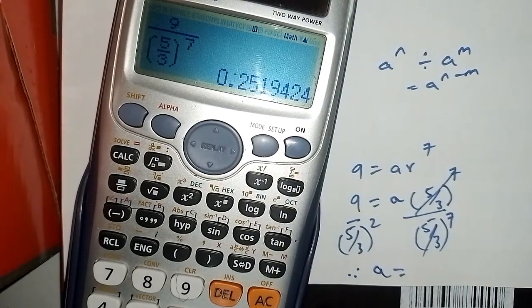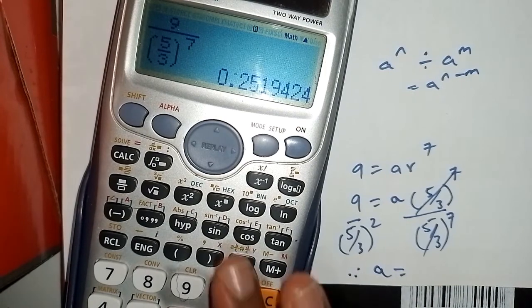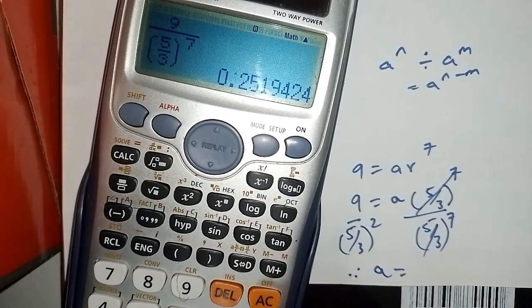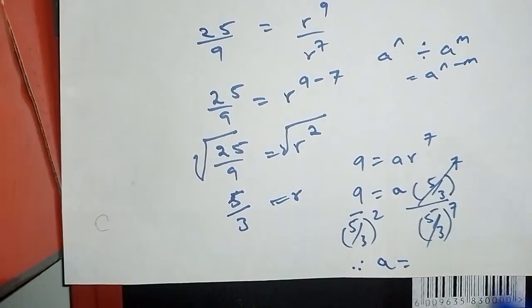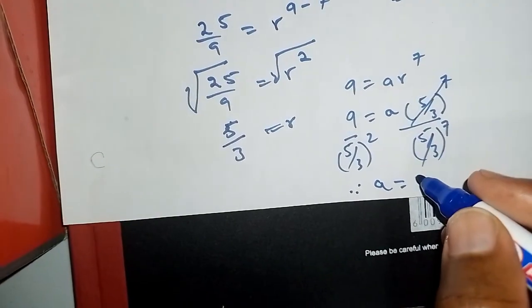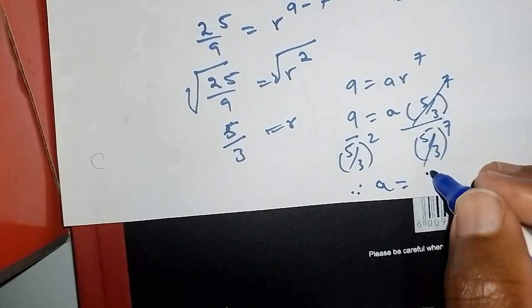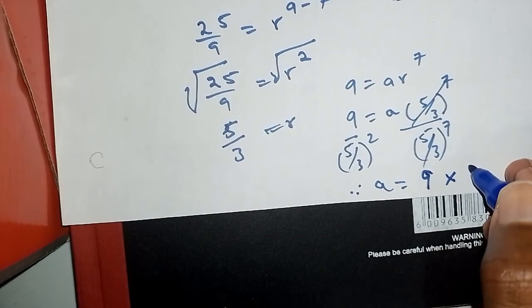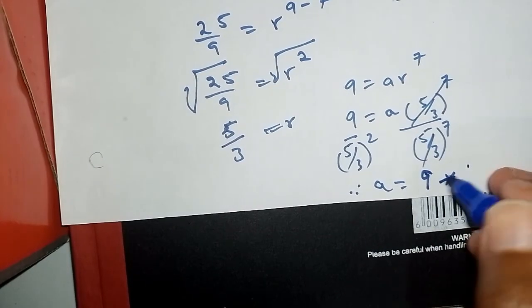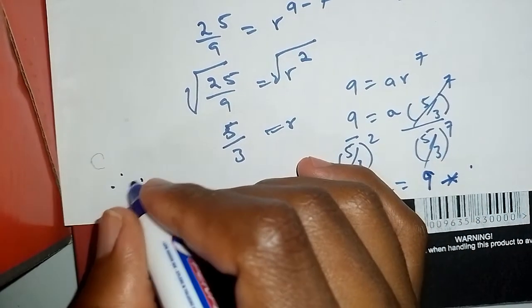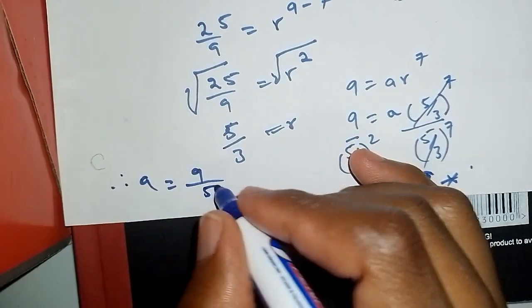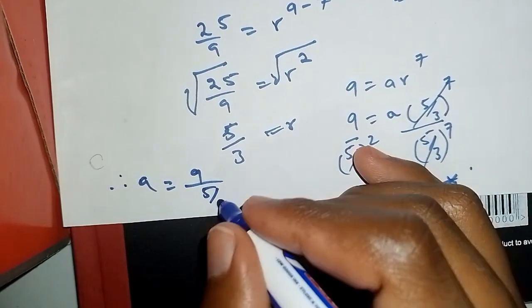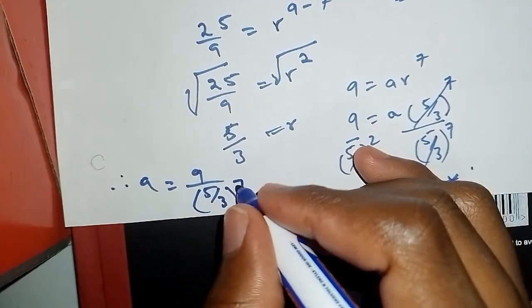I have the value of a at 0 point something. Is it legit? Let me just check if it's legit. Yes, that is my answer. Let me just leave it here and say, therefore a is equal to 9 over 5 over 3 all to the power 7.